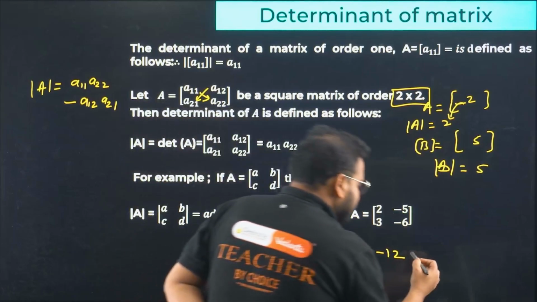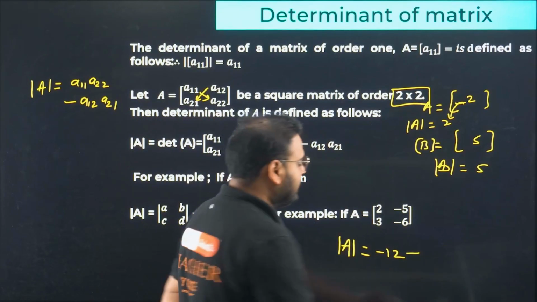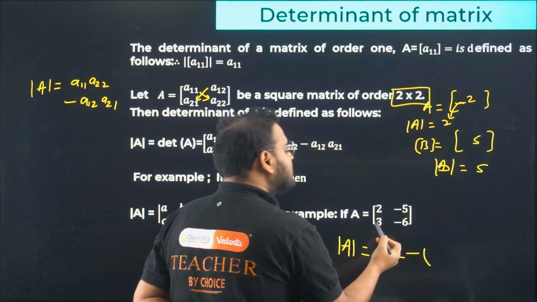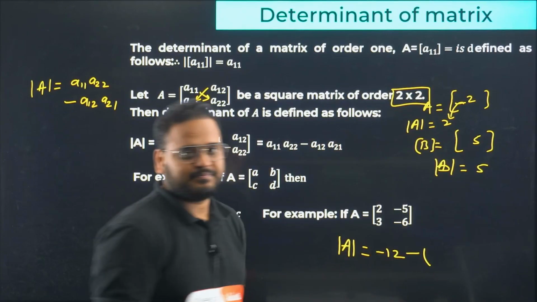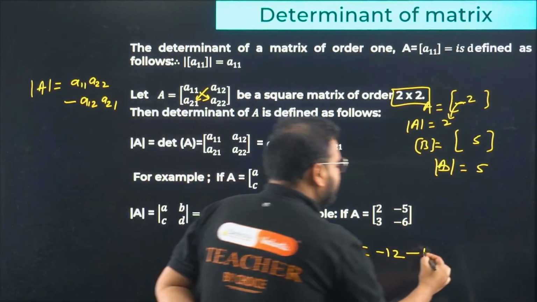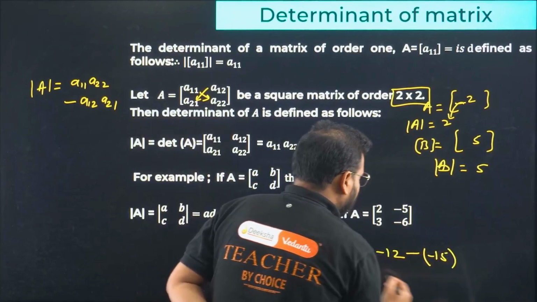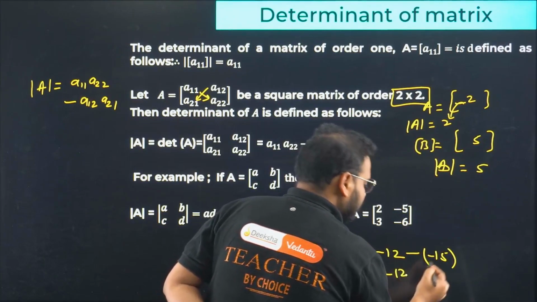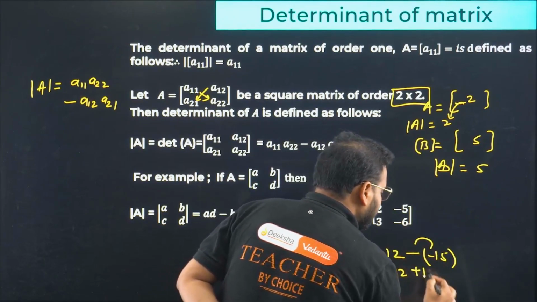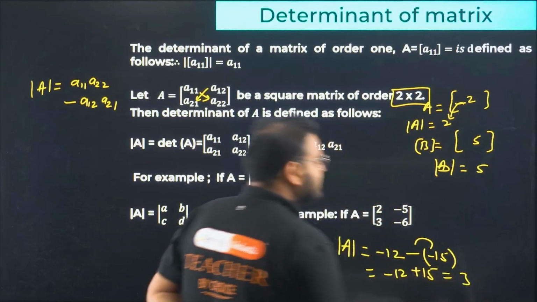There comes a subtraction sign, then you'll start multiplying these two numbers. What is that? 3 into minus 5. How much is that? Minus 15, that's right. Okay, and we get what result? Minus 12. This will make plus, so plus 15, and we have the answer as 3.